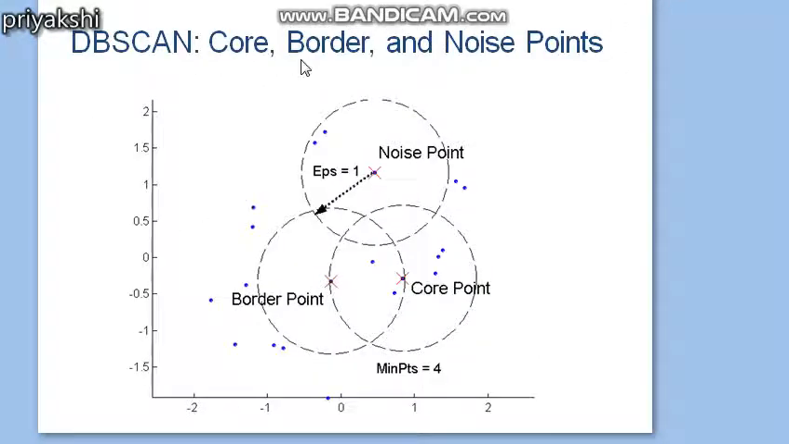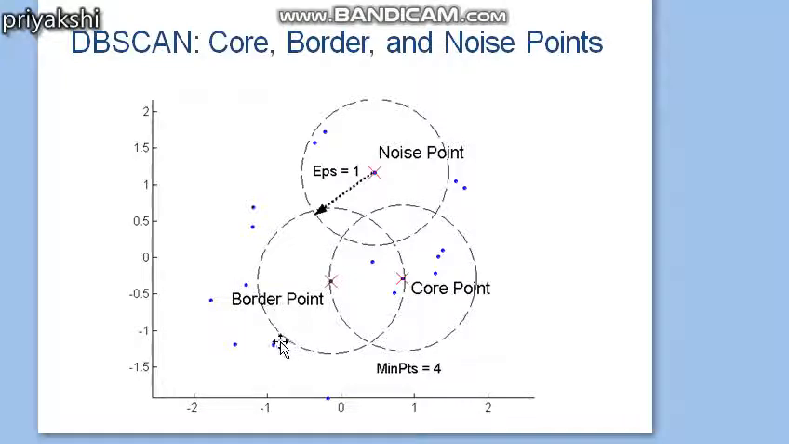This is another example of core, border, and noise points. Here you can see the epsilon value is 1, that is the radius value is 1, which is given by the user, and the minimum number of points is 4, which is also given by the user. Now, if this is a point and I take a circle, it contains more than 4 points: 1, 2, 3, 4, 5, 6. So this will be a core point. But if you consider this particular point and I draw a circle here, it won't contain more than 4 points, but this is a border point.